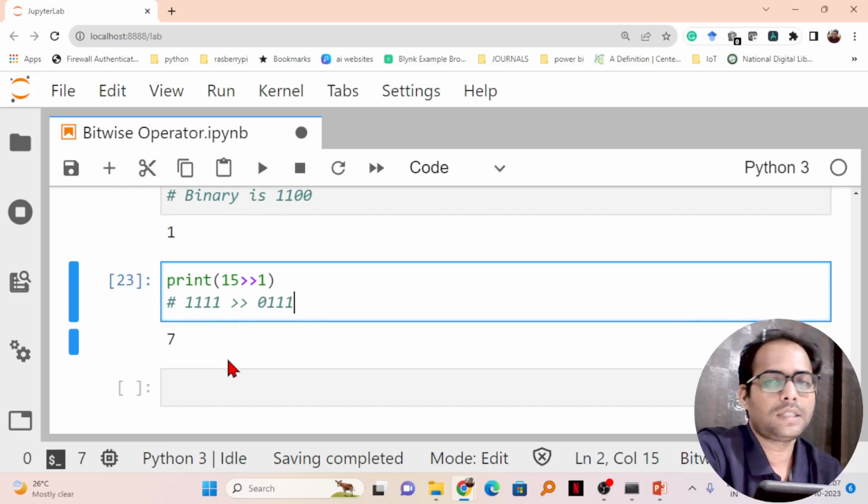Fine. So this is how the bitwise operator works, and in the next videos we will see how combinedly we can solve all those bitwise operators.